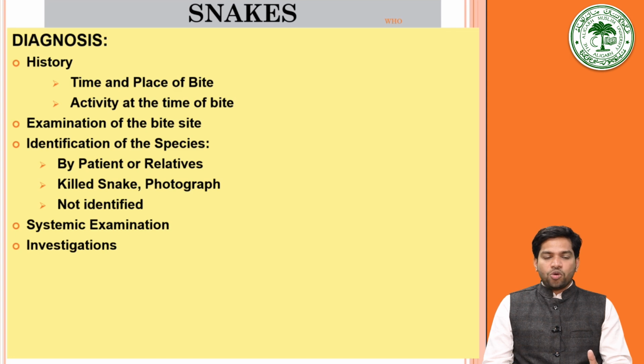Then the third scenario could be that the snake is not identified. In those cases, you should take the syndromic approach to management. You should look for the syndromes and manage accordingly. Then you should go for the systemic examination and the investigations.